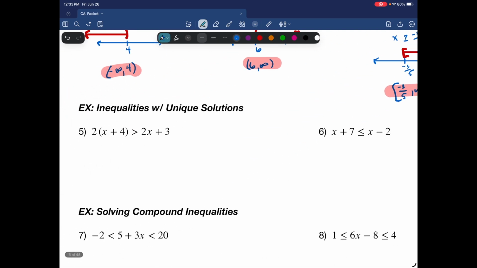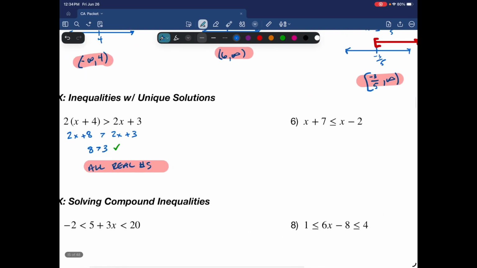Now, what about unique solutions? Okay, so let's take a look at this. So we got 2x plus 8 greater than 2x plus 3. I'm going to move the 2x, and that's going to leave me with 8 is greater than 3. Well, that's a true statement. So when does this happen? Always. So in this situation, my answer is all real numbers. It works every time, so my answer is all real numbers. If you're writing the interval for that, that would be negative infinity to infinity.